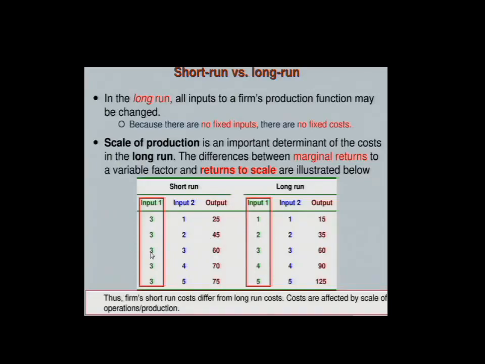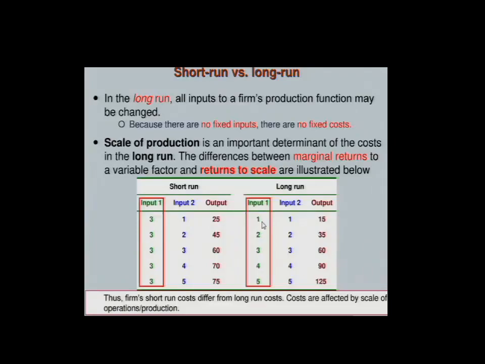With the fixed input still fixed, we add the third person. Together, these 3 people and 3 machines produce 60 outputs. So that's a 15 output jump here. Increase in output is 15. But now, given the fixed factors, we added the next person. 4 people now produce only 70 units. So the jump between this point and this point is basically 10 outputs. And then you can see that marginal product is even less when we added the 5th person. So 5 people, 3 machines, less efficient, and they only produce 75 units.